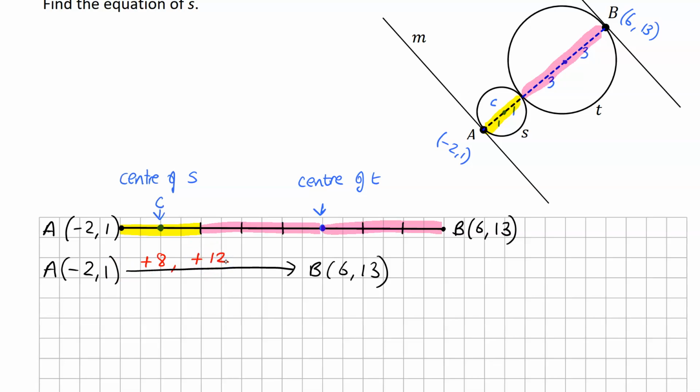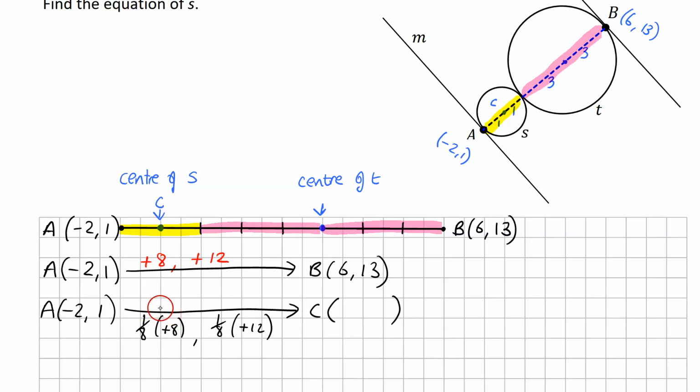Okay, so the next thing then we need to figure out is we only want to get as far as C. So if we look at it, we have 2 parts in yellow and we have a total of 6 parts in pink. So basically that's 8 parts in total, but I only want one of those parts to actually get me as far as C. So I want to get from (-2, 1) as far as C. Okay, so I'm using the same translation, but I'm not using all of it. I'm actually only going to use 1/8 of that. Okay, because I only want to get 1/8 of the way across of the +8 and the +12.